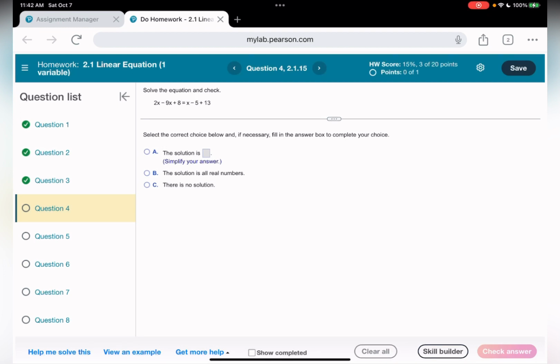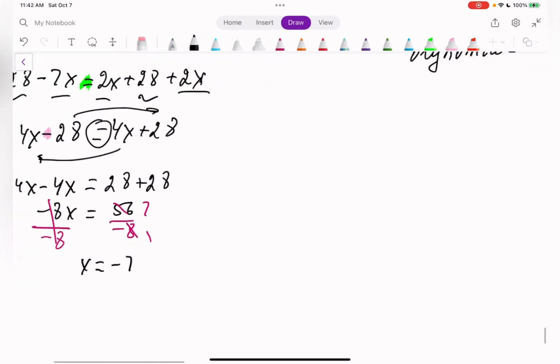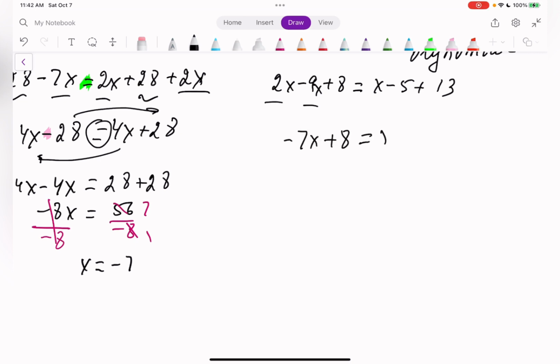Solving question number 4. Let me see. So what do we have here? 2x minus 9 plus 8 equals x minus 5 plus 13. 9x here. Okay, so like terms, 2x minus 9x is negative 7x plus 8 equals x. These two are like terms. Negative 5 plus 13 is 8.